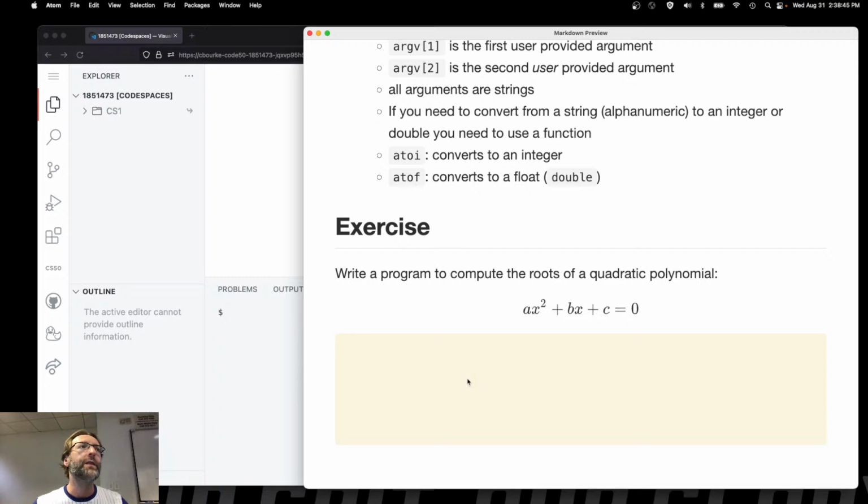What does it mean to find the roots of that thing? Given a, b, and c, the coefficients, you want to find the solutions of x. Those are called roots. What is the tool that we use to solve to find roots?